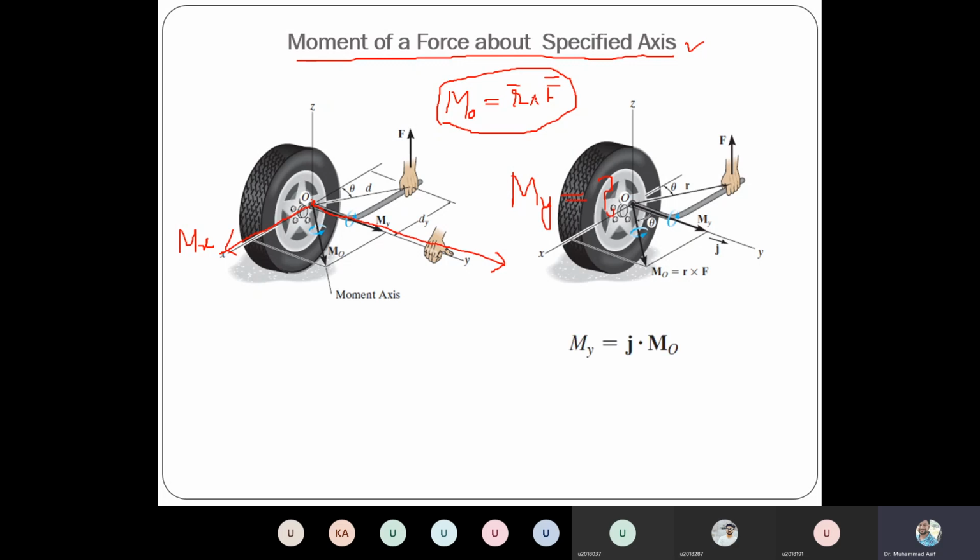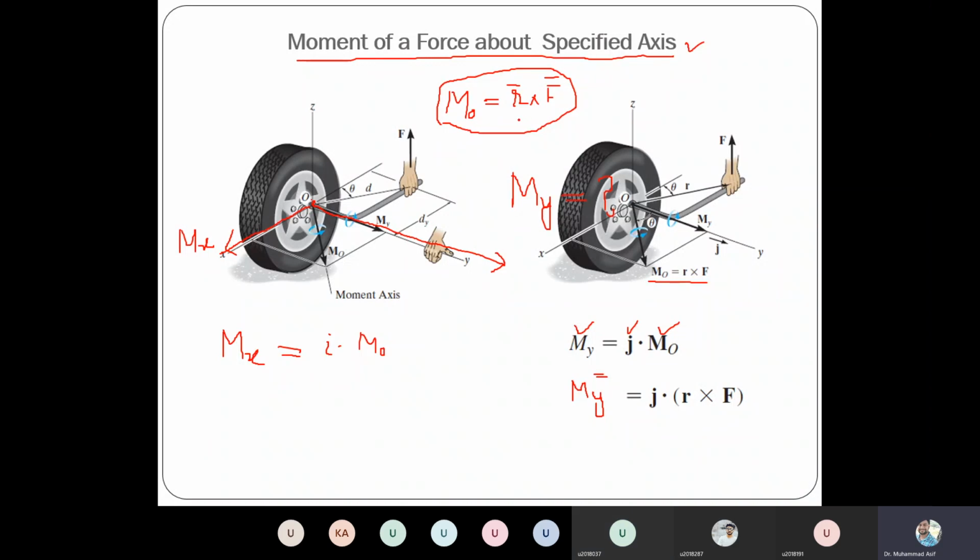We know that the rule is that, let's say we want to calculate the moment about y, then we have to take the dot product between that axis and the moment about the point. So the moment about the point we already know, that is equal to r cross f. So j dot r cross f. So that will be the value of the moment about the y-axis. So let's say I'm asking you, what will be the value of the moment about x-axis? I dot Mo. Yeah, i dot Mo, right? And Mo is further equal to r cross f.